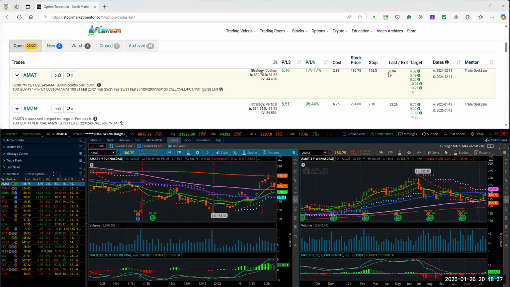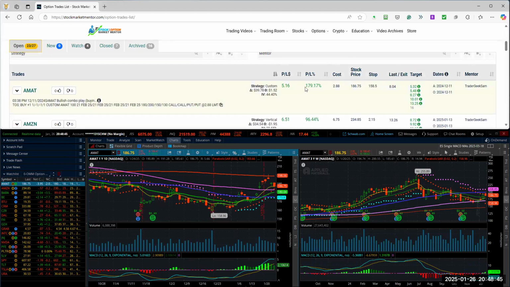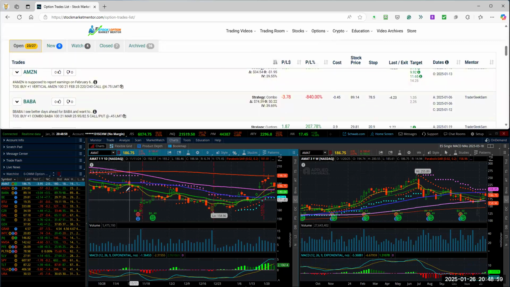So that shows us at last at $8. We've already given some back, but we also have a nice profit on this, 179.17%. So we probably will look to close this out. We paid $2.88, and it has about, let's say, 26 days to go to expiration.